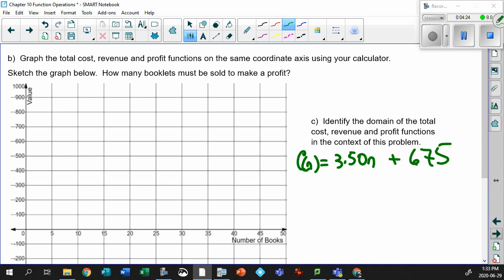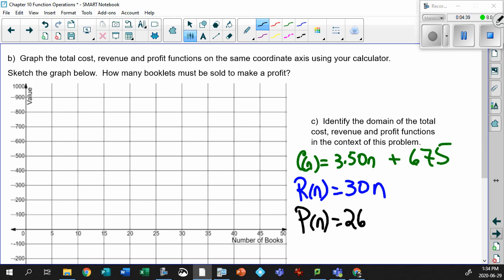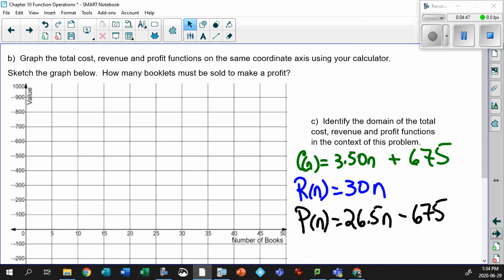Now, the next thing, of course, was the revenue. The revenue was $30 a booklet. And then the profit here was 26.5N minus 675. And that's your profit margin. So let's graph all of this stuff. Well, it's actually pretty easy to graph. Let me show you how. Let's do the green one first. Let's do the cost one first.